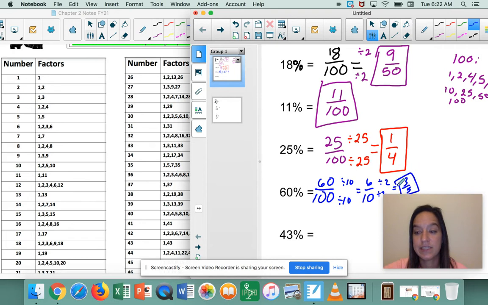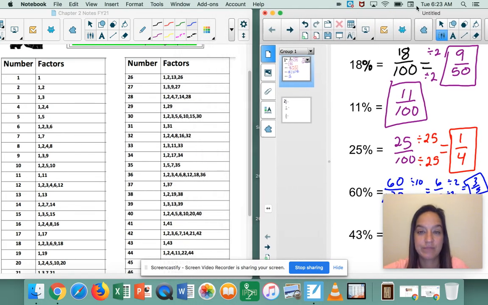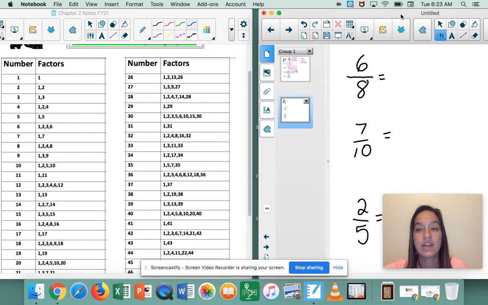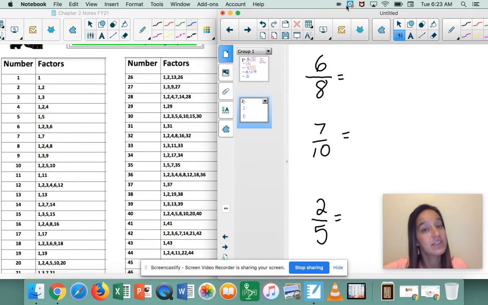Sorry, my face is apparently in the way. Okay. So this is changing a percent to a fraction, and then we simplify. This last one, you wouldn't have to simplify at all. And we know that because if we go to 43 here, it doesn't have anything in common. So that is simplifying, or changing a percent to a fraction and simplifying.